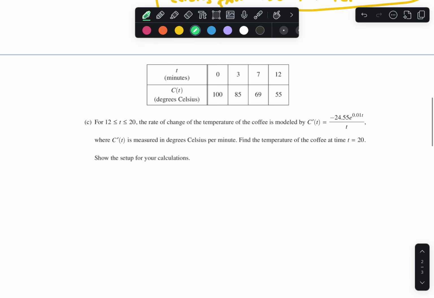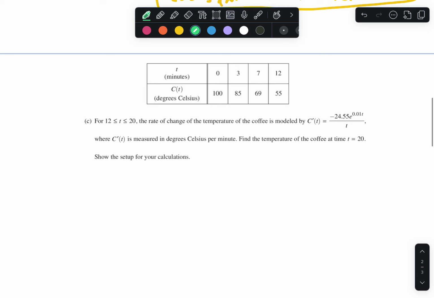Okay, we're having so much fun. Let's keep the fun going. On to problem C. So this one says for t between 12 and 20 inclusive, the rate of change of the temperature of the coffee is modeled by C prime. And it's given with this equation, where C prime is measured in degrees Celsius per minute. We want to find the temperature of the coffee at time t equals 20 and also show the setup for our calculations.